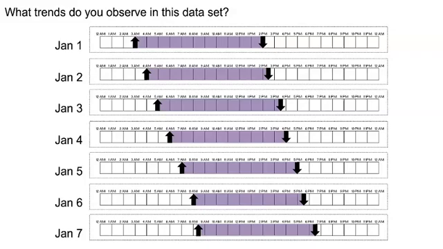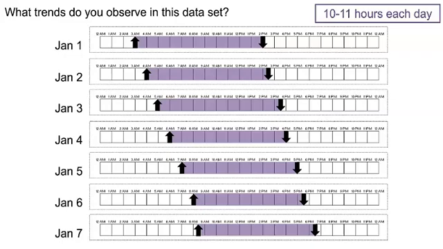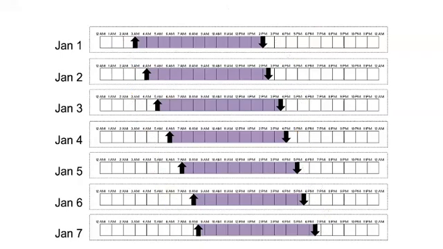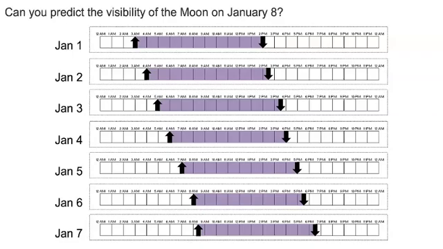What trends do you observe in this data set? I notice that the moon is visible for about 10 to 11 hours each day, and the moonrise and moonset times get about 30 minutes to 1 hour later each day. Using this data table, can you predict the visibility of the moon on January 8th? One of your tasks for today will be to answer this question and explain how you made your prediction.